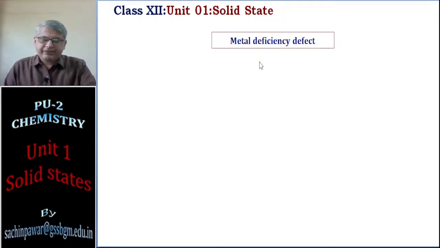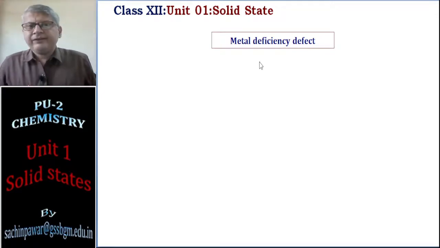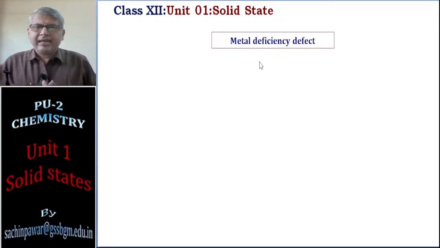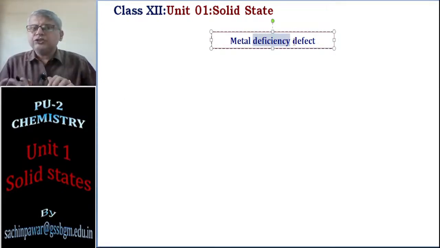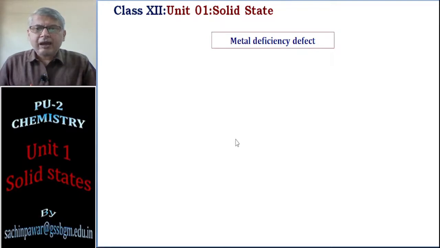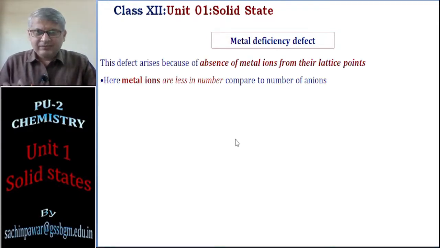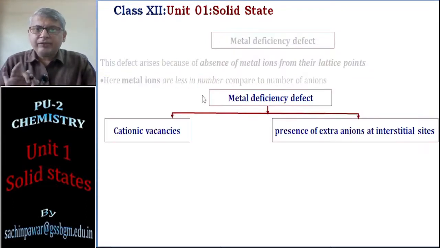Metal deficiency defect. So I have just covered metal excess defect. Excess of metal can take place either by anion vacancies or by presence of extra cation at the interstitial site. So in a reverse way, when I go for metal deficiency defect, the number of cations should be less, and that is possible in two ways. Absence of metal ions from the lattice site, that is the requirement. Here the metal ions are less in number.